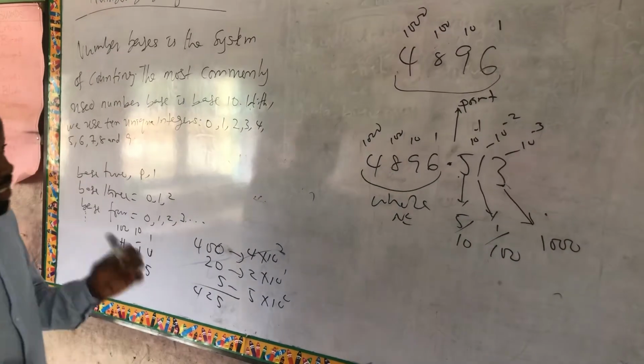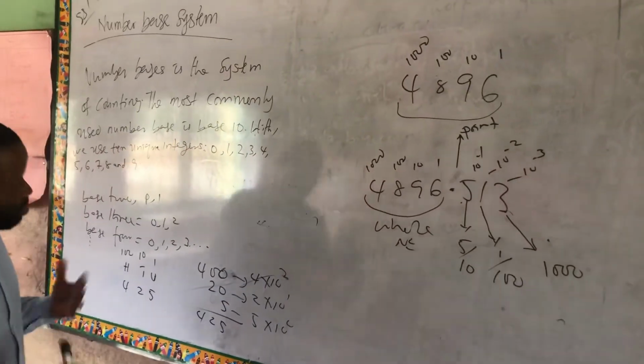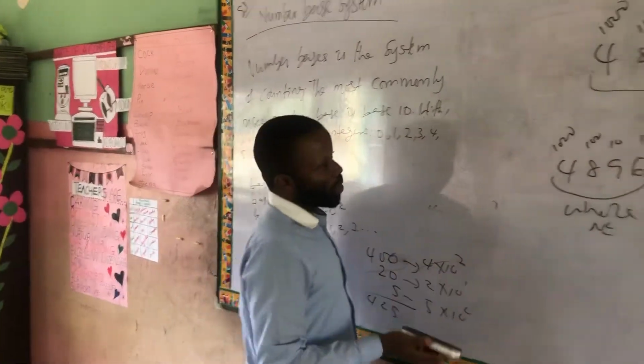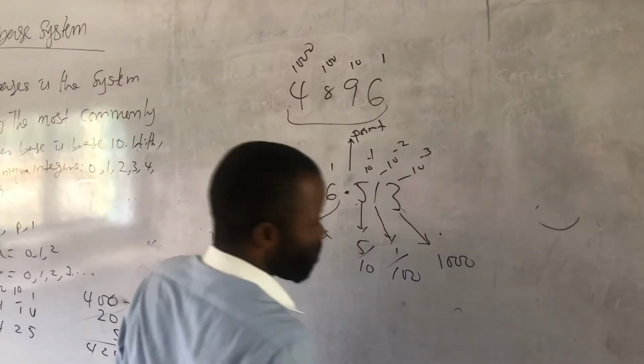This is base 10. Let us quickly look at binary, because these are the two common bases, base 10 and binary. Let us quickly look at binary. Let me clean here. Okay, let me fix this.